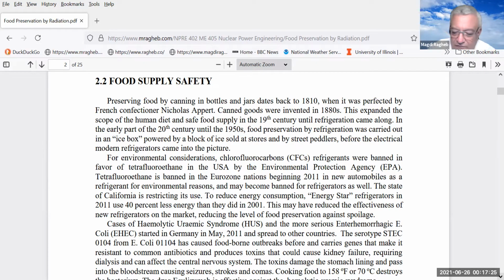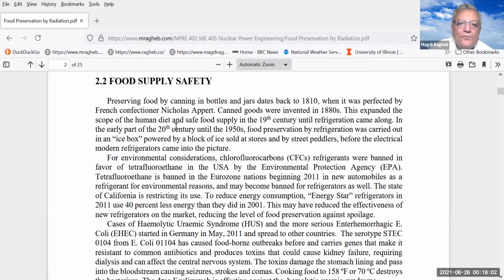Then you also have the process of adding sugar. When you add sugar, you decrease the amount of water in confectionaries, and in that case, you reduce the growth of bacteria. But the great development, other than refrigeration, before refrigeration, was the canning of food. So when you can food in bottles and jars, dating back to 1810, it was perfected by a French confectioner making basically sweet stuff, Nicolas Appert.